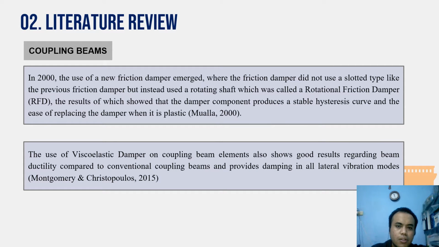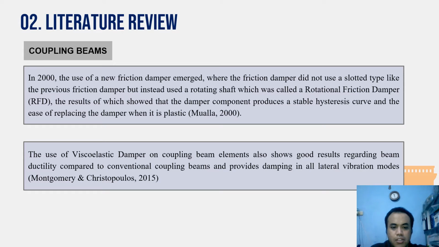Actually, research on VCD and RFD has been done. In 2000, a new friction damper emerged. It did not use a slotted tab like the previous friction damper, but instead used a rotating shaft, called a rotational friction damper, the result of which shows that the damper component produces a stable hysteresis curve and the damper is easy to replace when it is plastic.